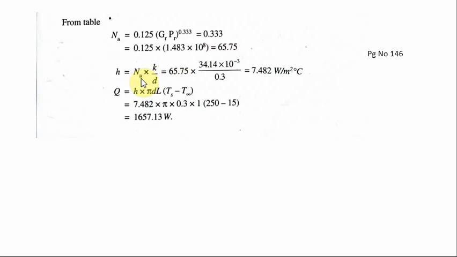Substitute the values. So like that we will get the value of H. Finally Q is equal to H A delta T, always for cylinder. A is pi D into L. So this is the final answer.